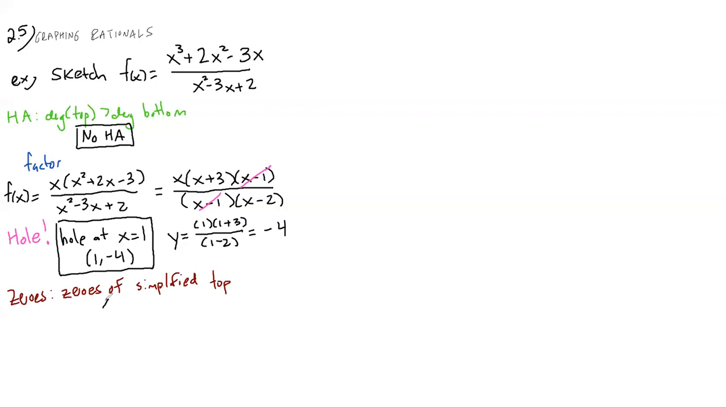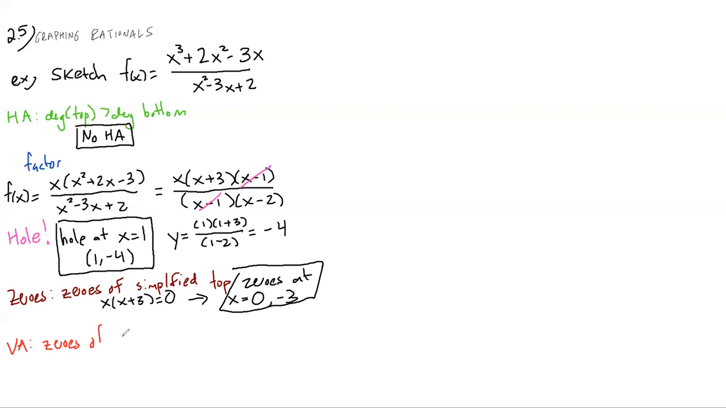And so this is going to be where x times x plus 3 is 0. So my zeros are at x is 0 and minus 3. And then the vertical asymptotes, those are going to be the zeros of the simplified bottom. So again, not x equals 1. That's a different feature. And so that's going to be where that simplified bottom, x minus 2, is 0. So my vertical asymptote is at x equals 2.